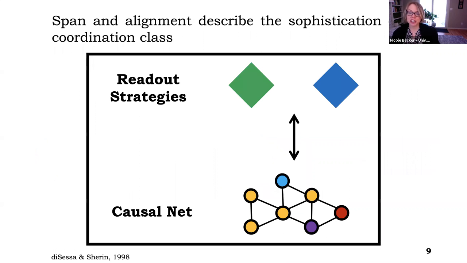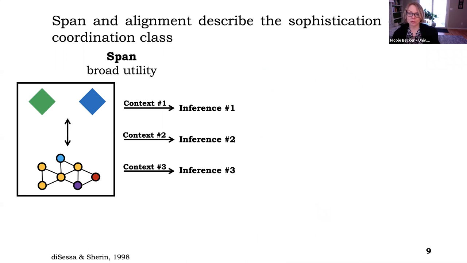The sophistication of a coordination class is commonly described by the constructs of span and alignment. Span relates to the broad utility of a coordination class to draw inferences across seemingly different contexts. For example, if students were able to draw conclusions about reaction rate in two different problems, one with kinetics data in a table and another with kinetics data presented graphically, this would be an indication of high span.